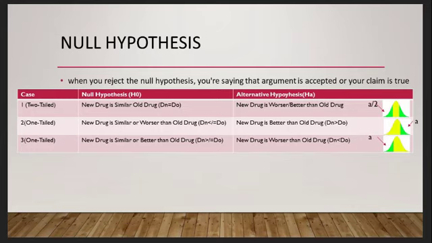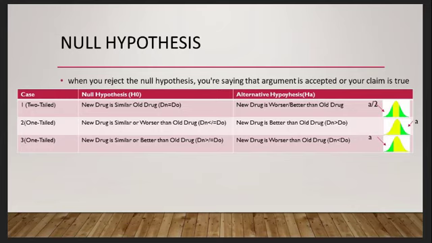Which one is the best case? What do you think? The best is the first one because it's a new drug and you want to see both the negative impact of the drug as well as the positive impact, unlike in the other positions. As an example, in the third one, your assumption is that the new drug is similar or better than the old one.